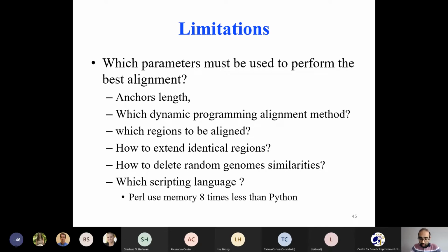So the limitations and the problems that we may have. As I said, it's important to understand which parameters we can use to perform the best alignment and have the best result for our experiment. It's also how long the similar region between the genomes should be, and which dynamic programming alignment method we can use. If you remember, we saw that one algorithm used a local DNA sequence alignment for the non-similar regions in the genomes, the Smith-Waterman algorithm, and the other was using the global DNA sequence alignment method. So we need to know what the difference is, and it depends on the length of the region. And when we see the output result, we can see how accurate these results are.